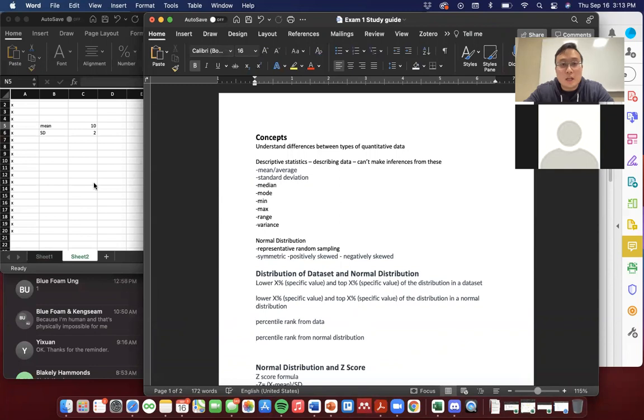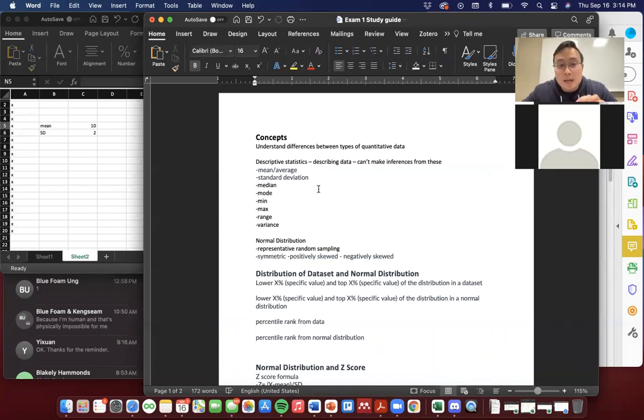First, let's talk about concepts, which is you need to understand the difference between the types of quantitative data. So interval, ordinal, ratio, know all the differences between those because he'll ask questions about that. You need to know how to calculate the mean, standard deviation, median, mode, max, range, variance, all that.